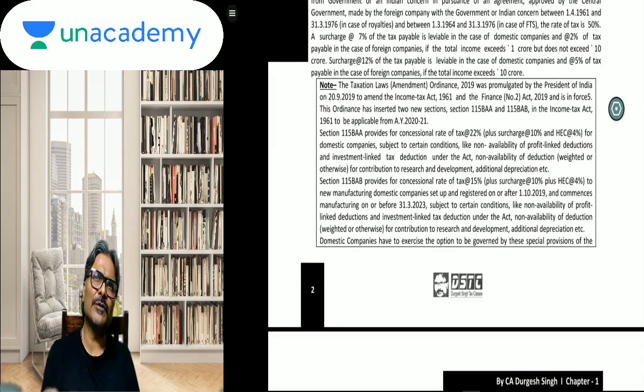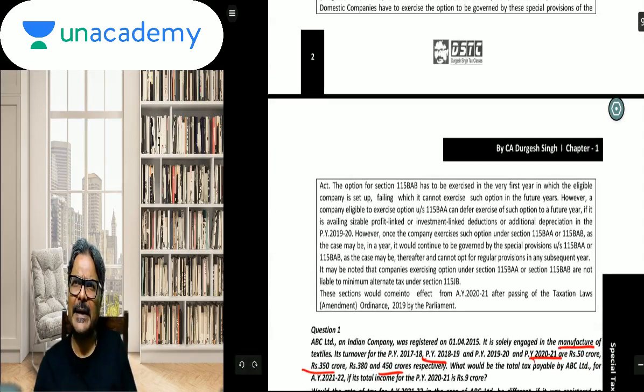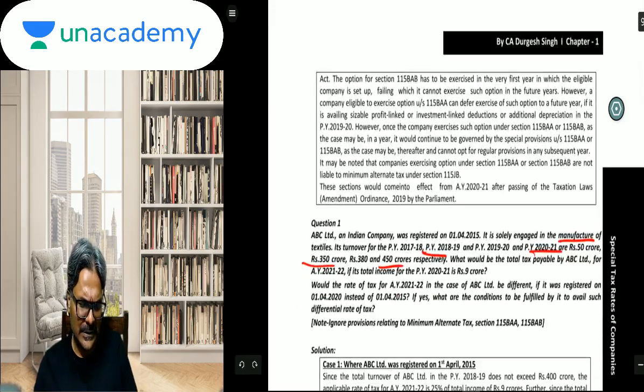Why I am saying so: it is so important for the May 21 and November 21 attempts because in the November 20 attempt, hardly there was any coverage on the same. MAT, minimum alternate tax, was asked, but it was a very basic adjustment. The kind of adjustment that we have in this material is quite a bit advanced when compared with the question that was targeted in this particular attempt. So I'll put this discussion later on. 115BAA, BAB, all these discussions, friends, I'll do a bit later.